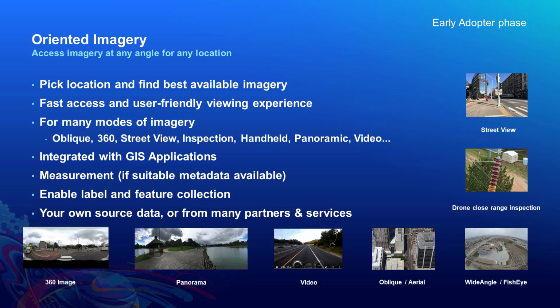What can users do with oriented imagery? If sufficient metadata exists, such as a depth map, area and distance measurements can be taken from the imagery. Other features include digitizing features in the image in ground space, labeling objects, and overlaying vectors on the imagery. Users can use their own source data or can license it from various partners or content providers.